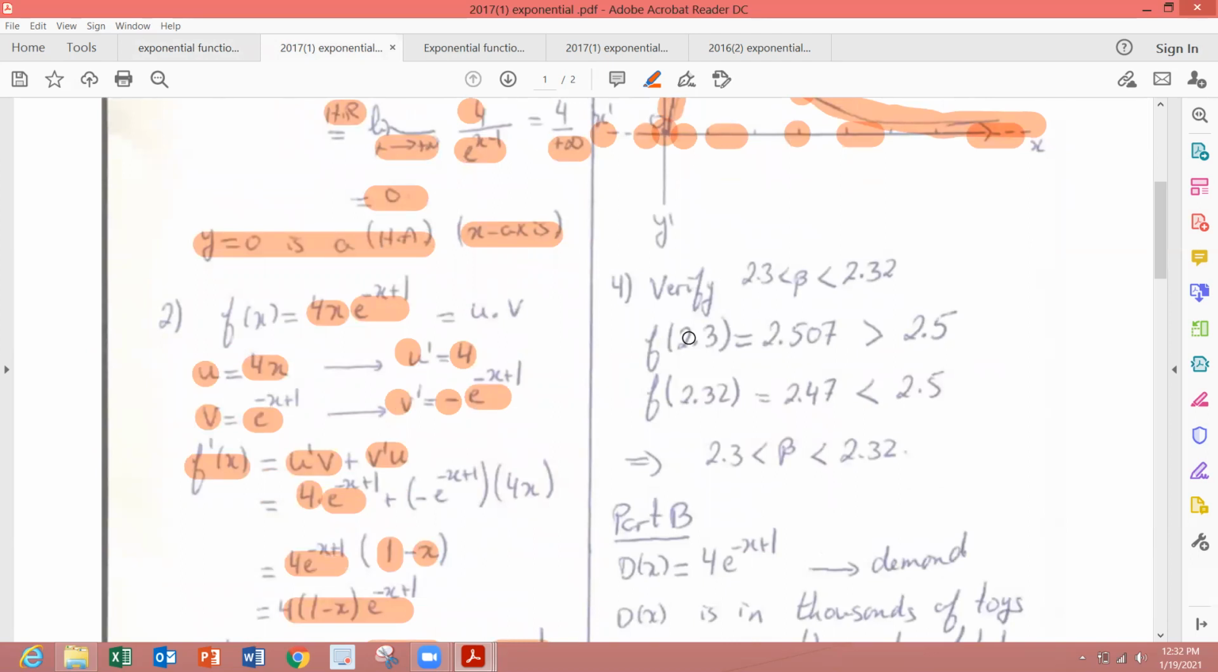So f of 2.3, by using the calculator, is 2.507. It is better to take 3 digits after the decimal. Compare it with 2.5: it is greater than 2.5. f of 2.32 is 2.47, which is less than 2.5. So beta is between 2.3 and 2.32.